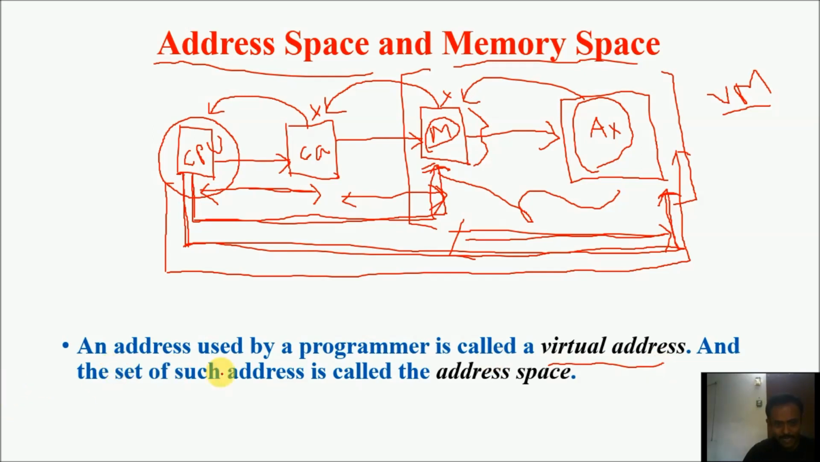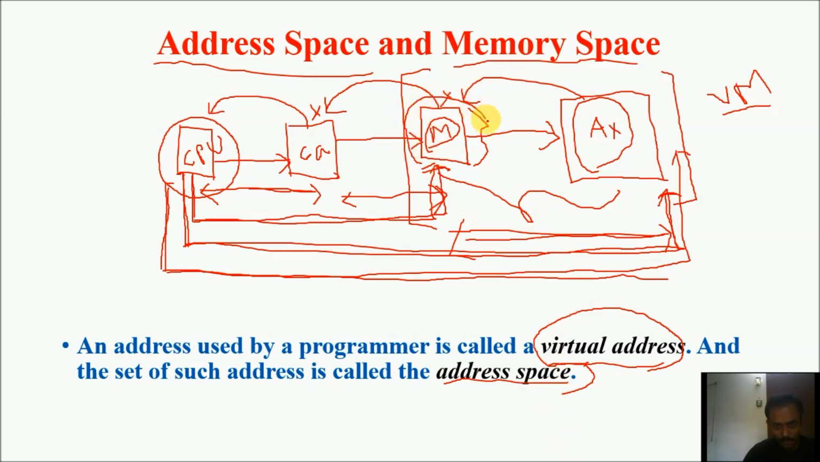At first we'll see what the virtual address is. An address used by a programmer is called a virtual address. So when a programmer generates an address, that is called the virtual address. And the total number of virtual addresses is called the address space.